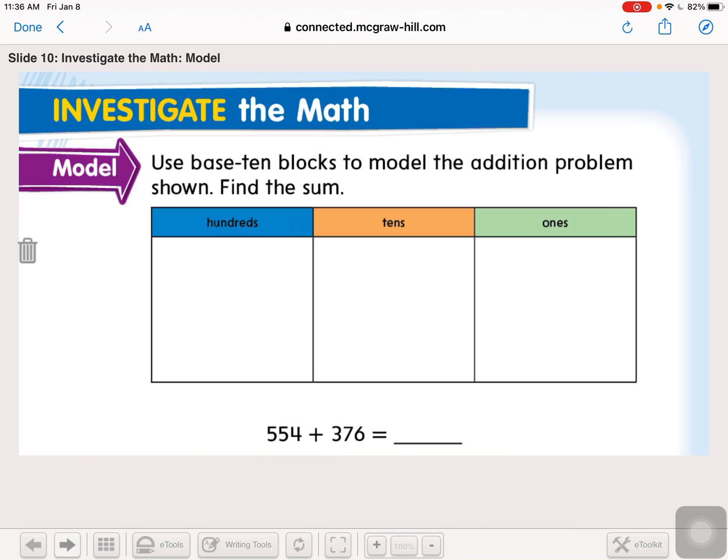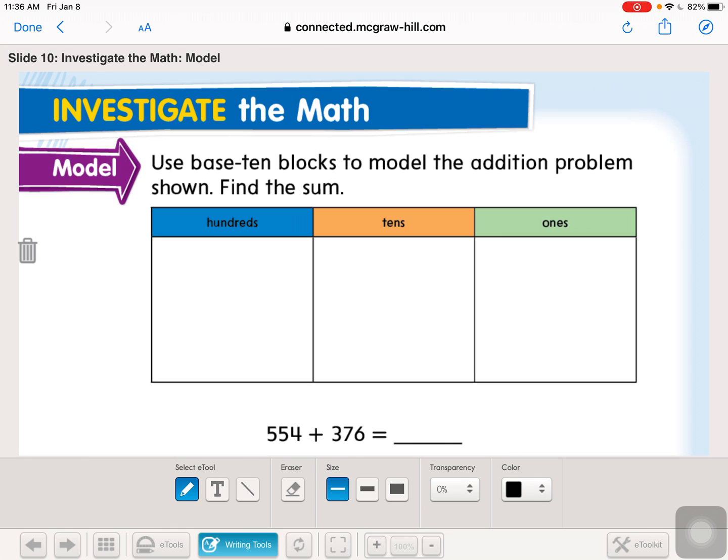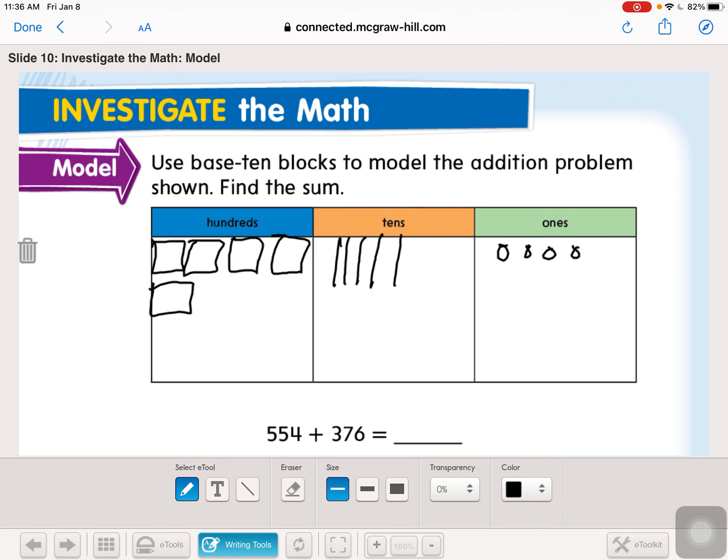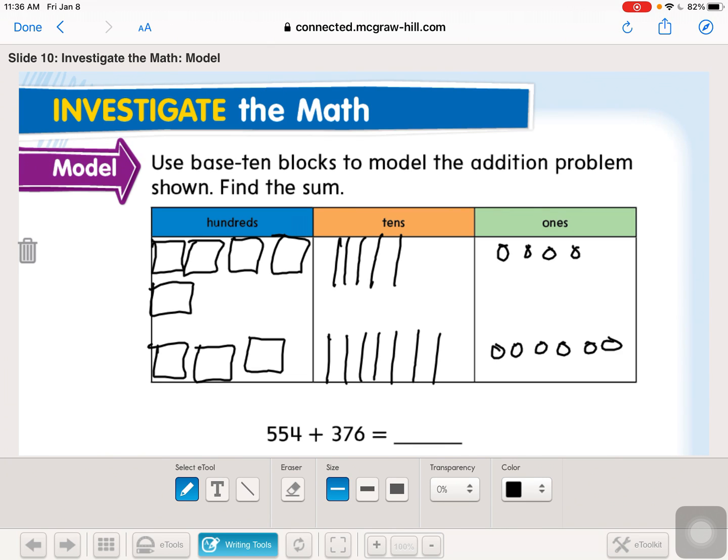All right, use base 10 blocks to model the addition problem shown. Find the sum just like we did on the last one. I'm actually going to draw these because this page is a little smaller. So 500, 50, 4, plus 300, 70, 6, equals what?